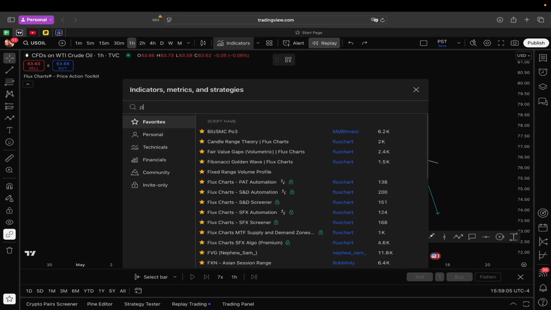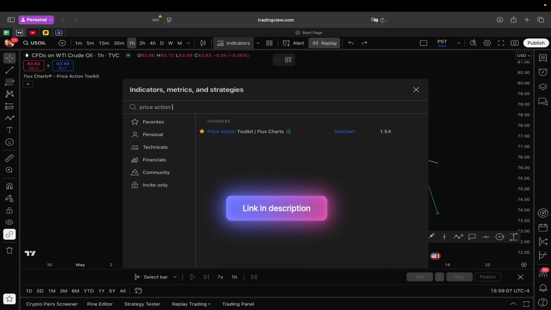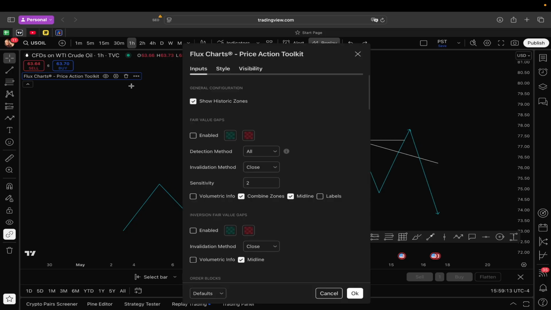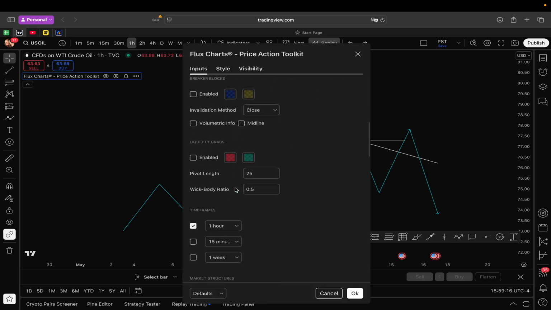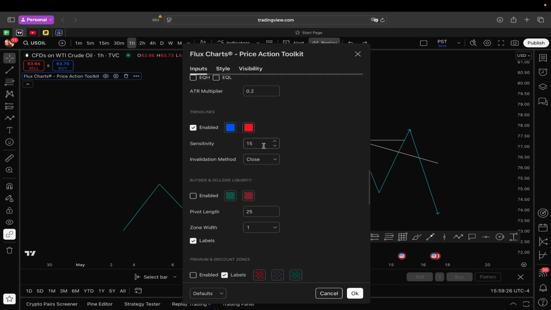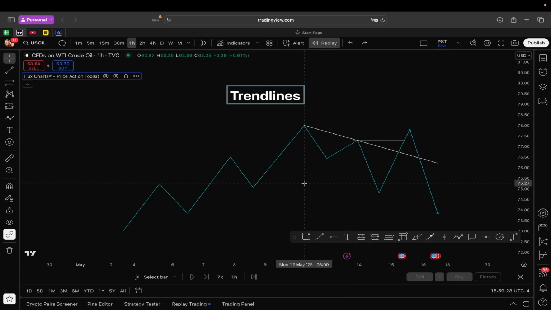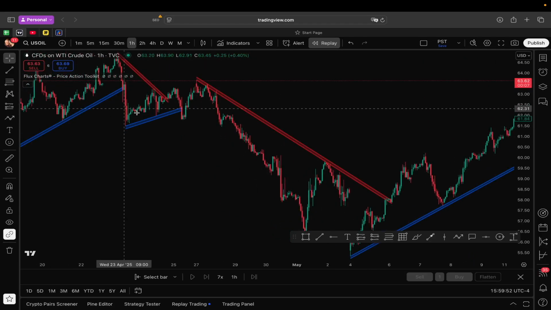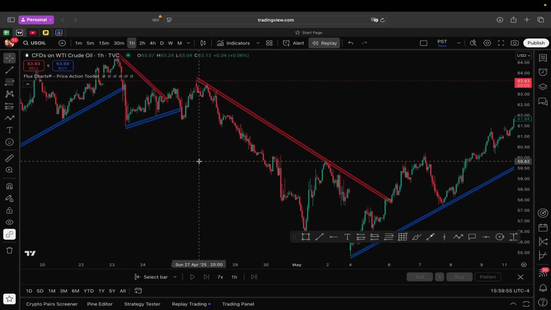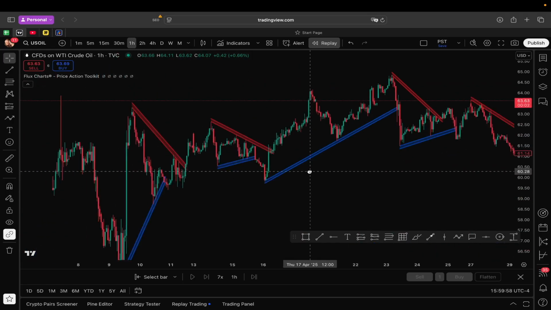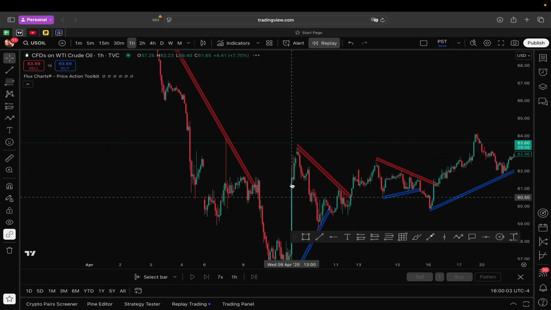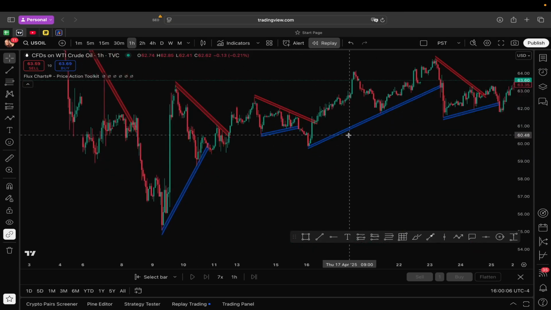You want to type in Price Action Toolkit by Flux Charts. You're going to add it to your chart. You are going to go all the way down to trend lines, and you're going to put the sensitivity on 15. And then let's go straight to the chart and I can show you how this looks. Alright, so as you can see here, I'm on the chart. The Price Action Toolkit by Flux Charts literally drew out every single trend line that's going to be important for us to take our trades. I didn't draw one. The indicator literally drew everything for me.